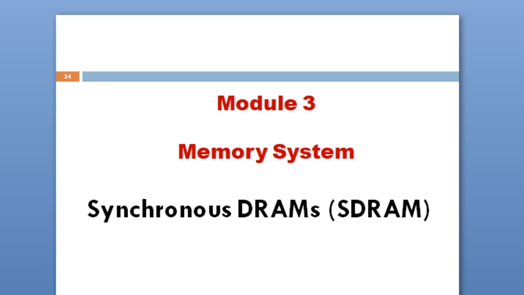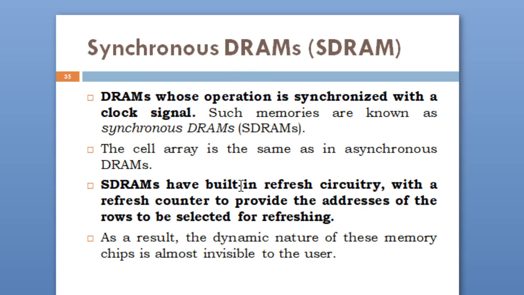Dear students, in this session we will discuss synchronous dynamic random access memory. Dynamic RAMs whose operation is synchronized with a clock signal are known as synchronous DRAM. So as we know, there are two types of transmission, synchronous and asynchronous transmission.